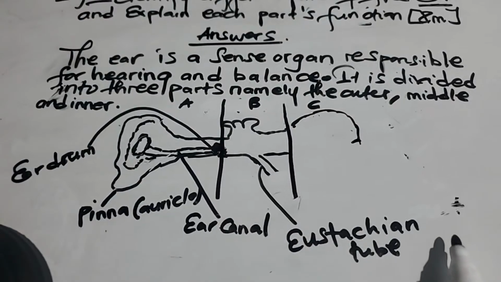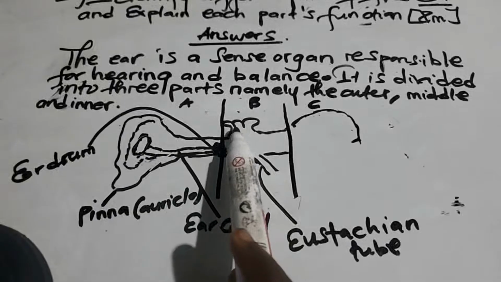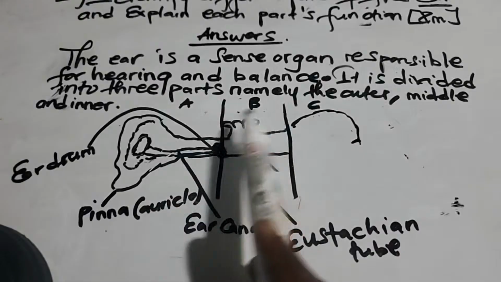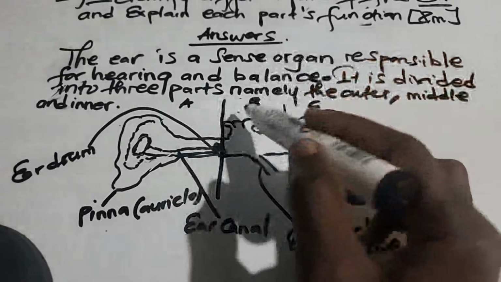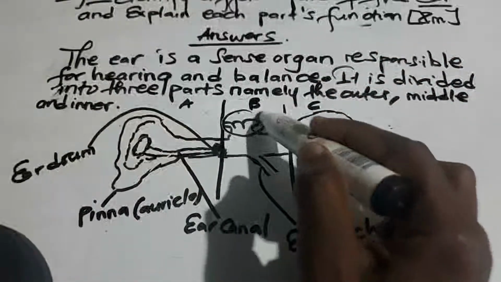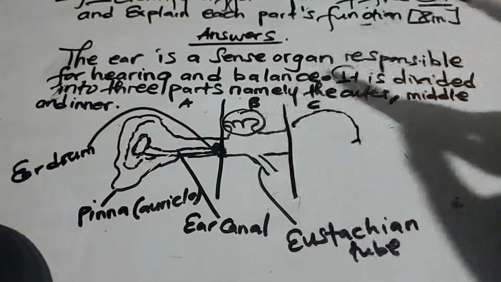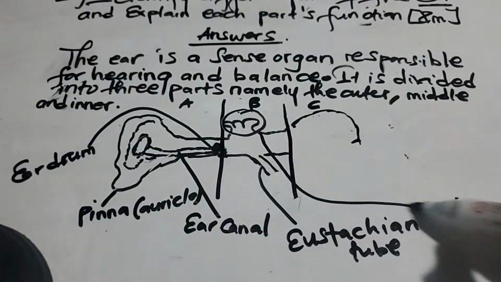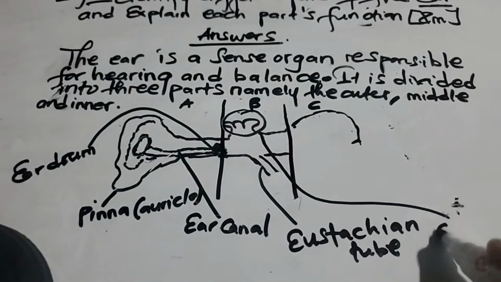Then if you check, we have these 3 tiny bones. These 3 tiny bones which we are seeing here are what we call the ossicles.